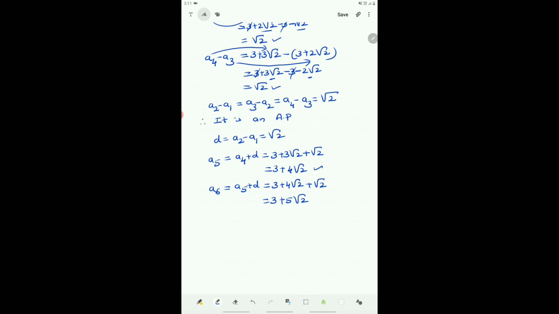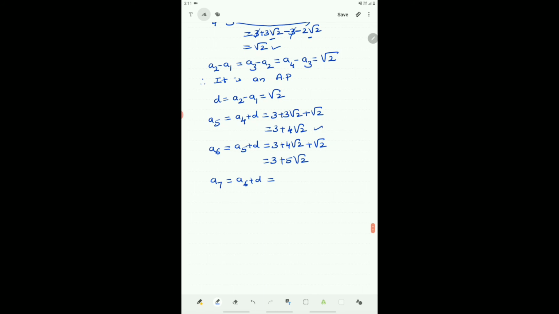This is the sixth term. Next, seventh term. That is A6 plus D. A6, the sixth term, is 3 plus 5 root 2, plus D. D is root 2. So you write 3 plus 5 root 2 plus root 2. That is 5 root 2 plus 1 root 2. 5 plus 1 is 6, so 6 root 2.